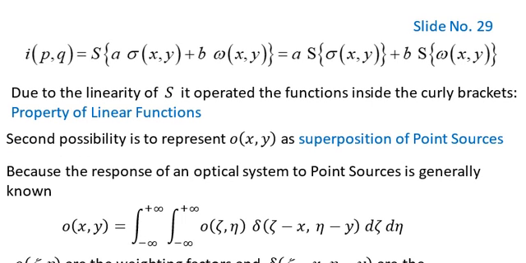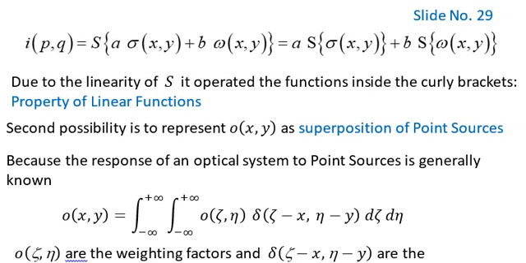So I at p,q is equal to the system operating on, within the curly brackets, A multiplied by sigma at x,y plus B into omega at x,y. You know that the system operator, being linear, can enter into this curly bracket and operate on the input functions. S operates on sigma of x,y, and on the right-hand side it operates on omega of x,y. Due to the linearity of S, it can operate on the functions inside the curly brackets, because this is the property of a linear system.